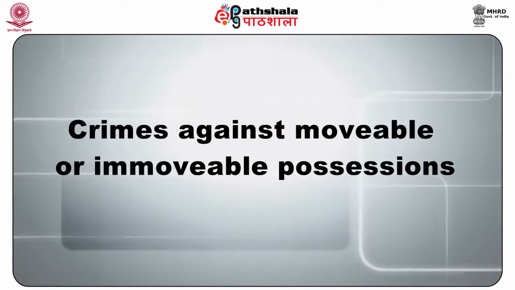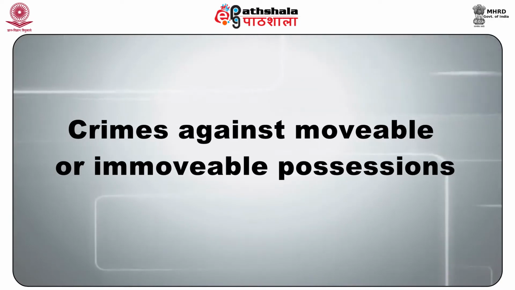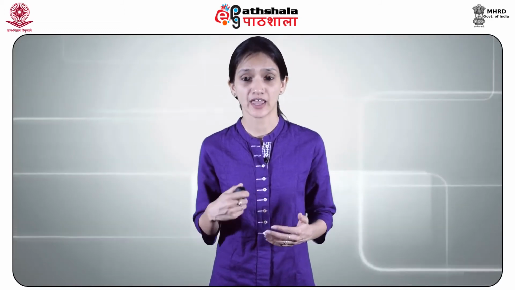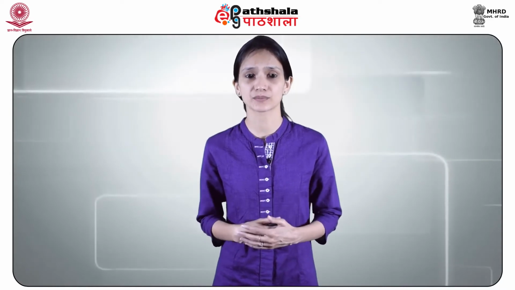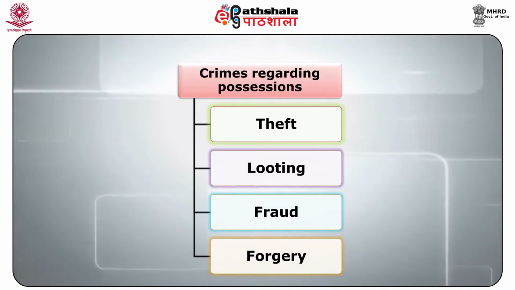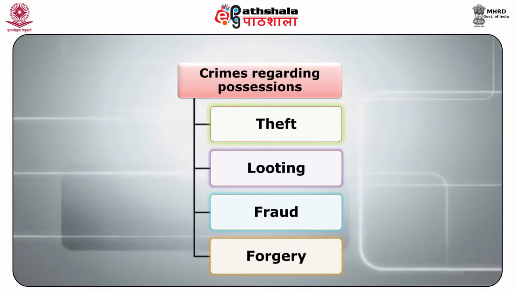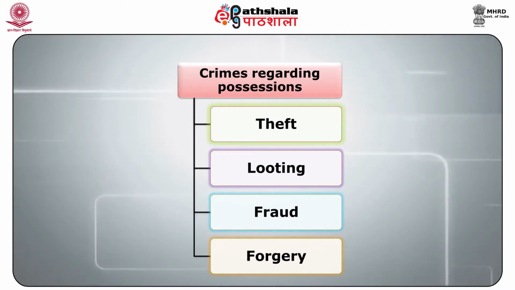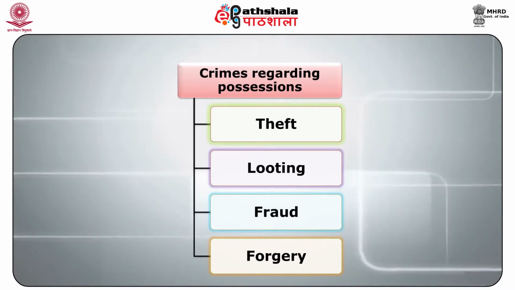Second, crimes against movable or immovable possessions. Whether for an individual or a community, the property or possessions are important. The basic human needs are food, shelter and clothing, on which human welfare, establishment and safety depend. Naturally, every community approves the legal ownership of possessions by individuals. Hence, theft, looting, fraud, forgery are crimes regarding possessions.